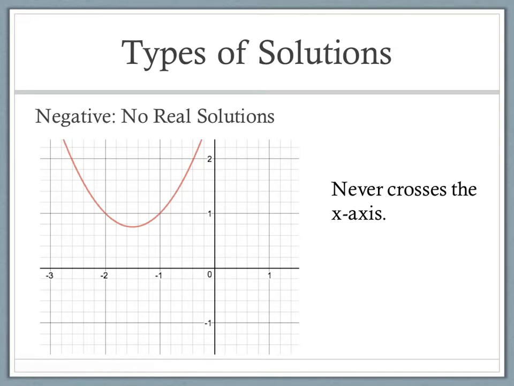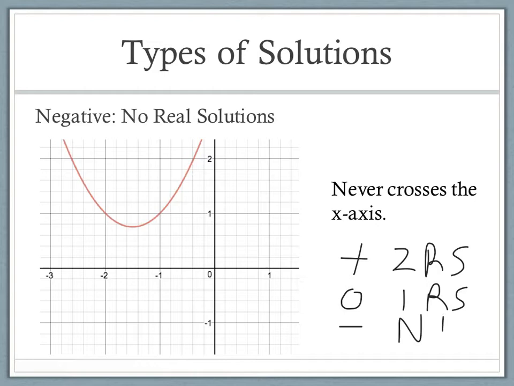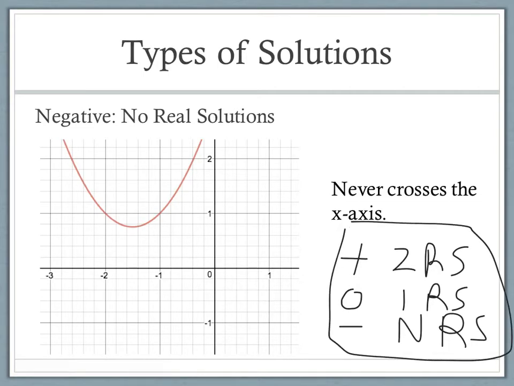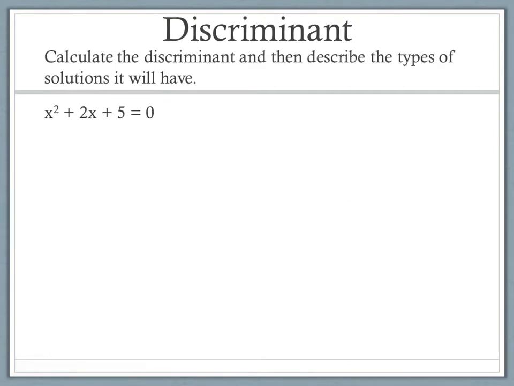So the big thing: positive is 2 real solutions. If it equals 0, it's 1 real solution. And if it equals a negative, it is no real solutions. So that's the big thing out of those 3 things. The graph was just something visual to help you, but this is the main thing we're covering today. So let's look at an example.